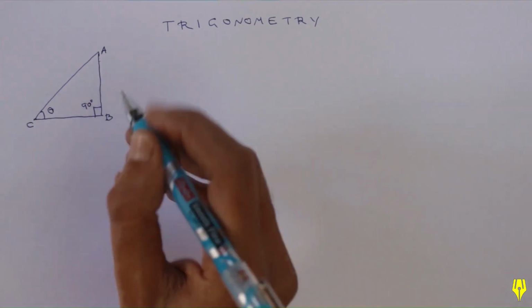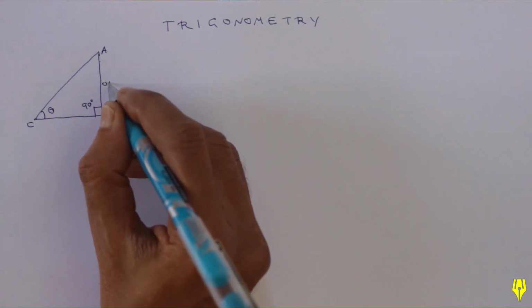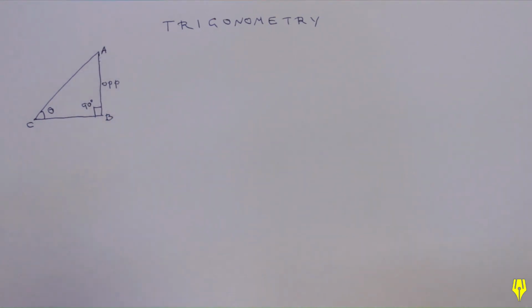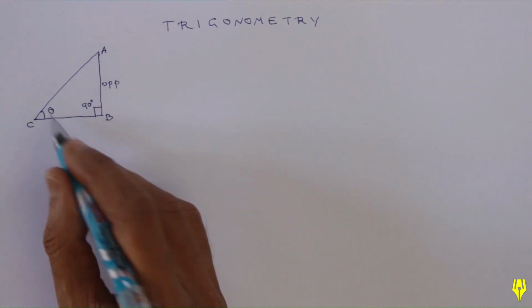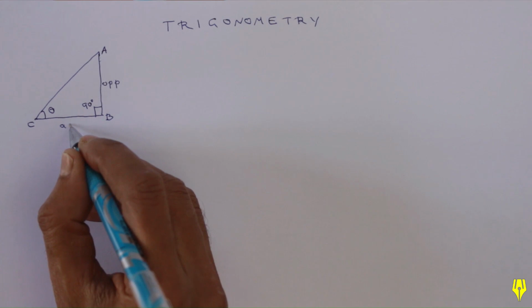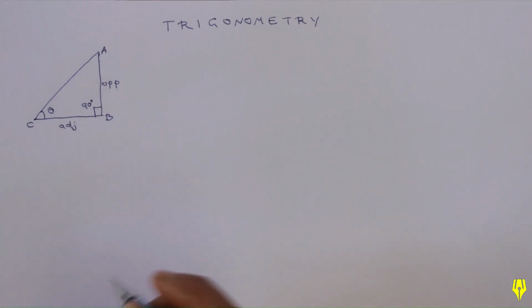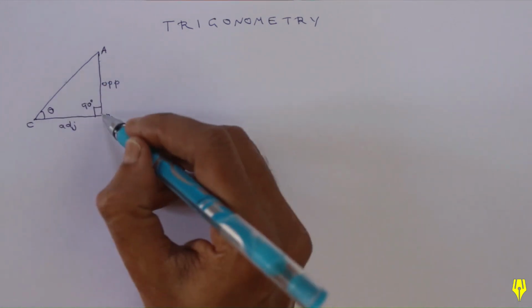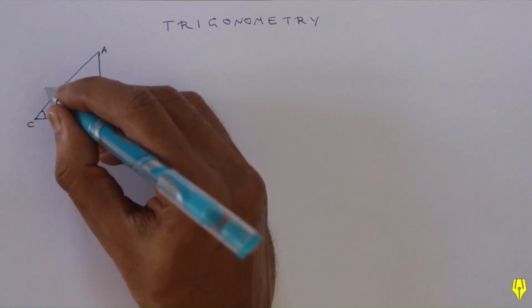The side opposite to the angle theta, that is AB, we write as the opposite side, and the side adjacent to theta is BC. And we know that the side opposite to the 90-degree angle is called the hypotenuse.